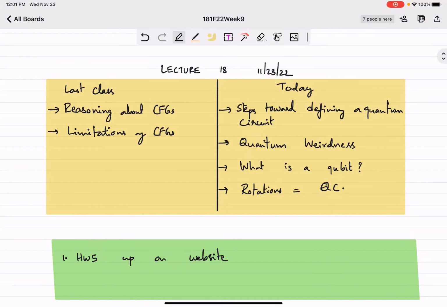Then we generalized them to DFAs, which had their own limitations. Then we went to our all-purpose computer, which was the Turing machines, right? That we kind of studied in depth. And what we're going to do today is study a new model of computation.